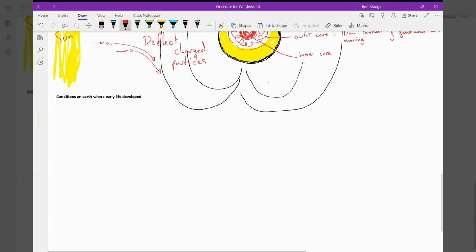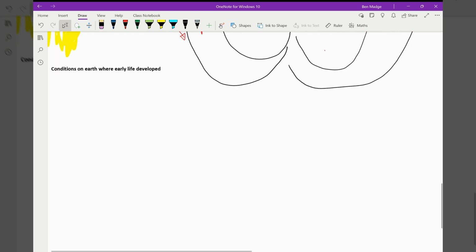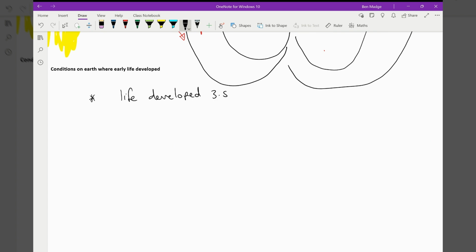So, life on this Earth developed fairly shortly after the crust was solid enough and the atmosphere was thick enough to allow an atmosphere with liquid water. So we think life developed about 3.5 billion years ago. Now, it's quite hard to build up evidence that far back, so a lot of it's been destroyed by tectonic activity.